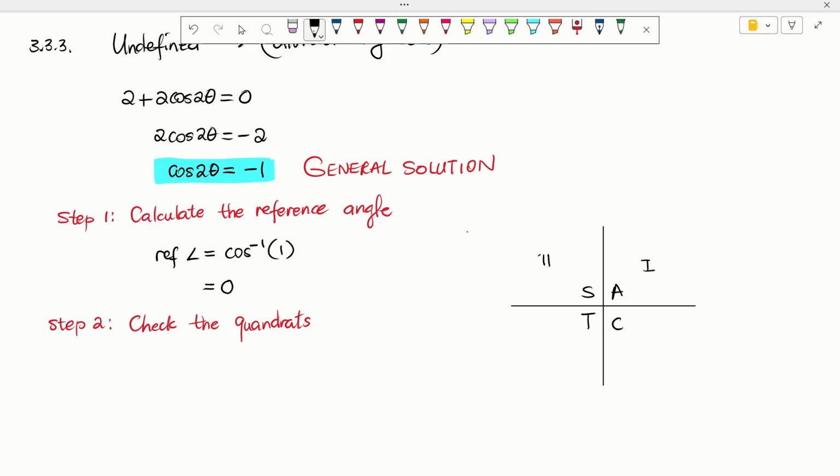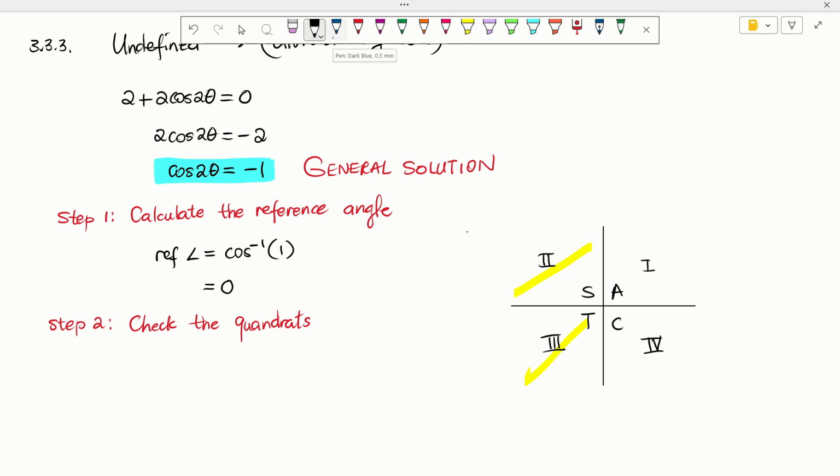The second quadrant, it's only sine that is positive. Third quadrant, it's only tan that is positive. Fourth quadrant, it's only cos that is positive. So quadrant 1 and 4, cos is positive, but we are looking for quadrants where cos is negative. So that will give us the second quadrant and the third quadrant. So we go and say, okay, this is the second quadrant and third quadrant.